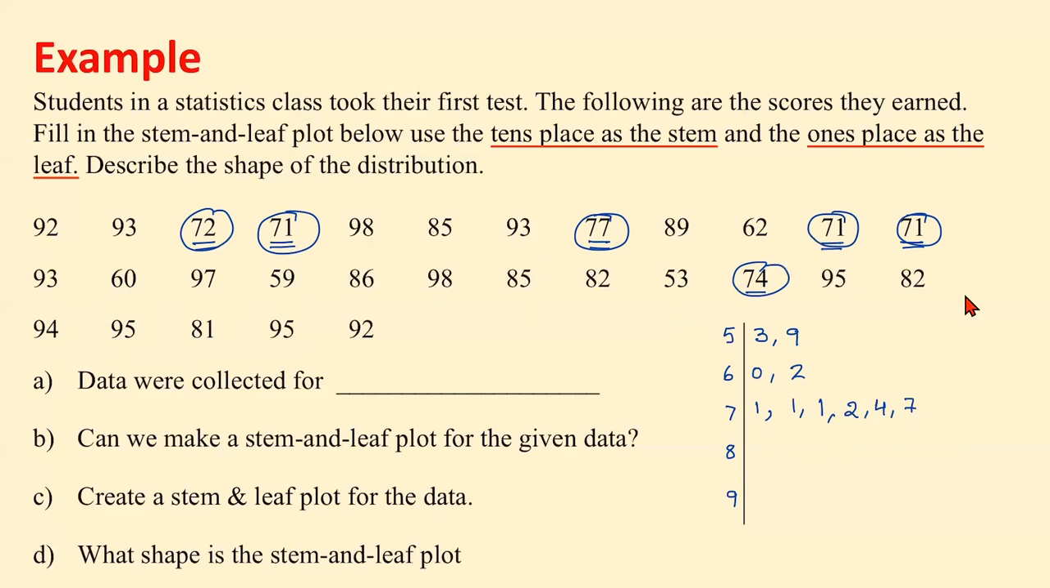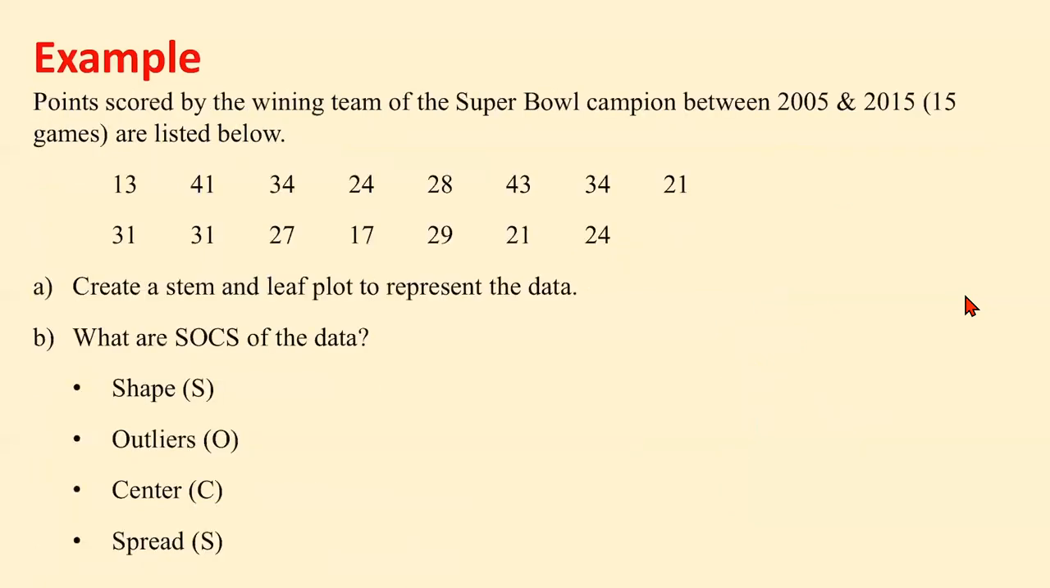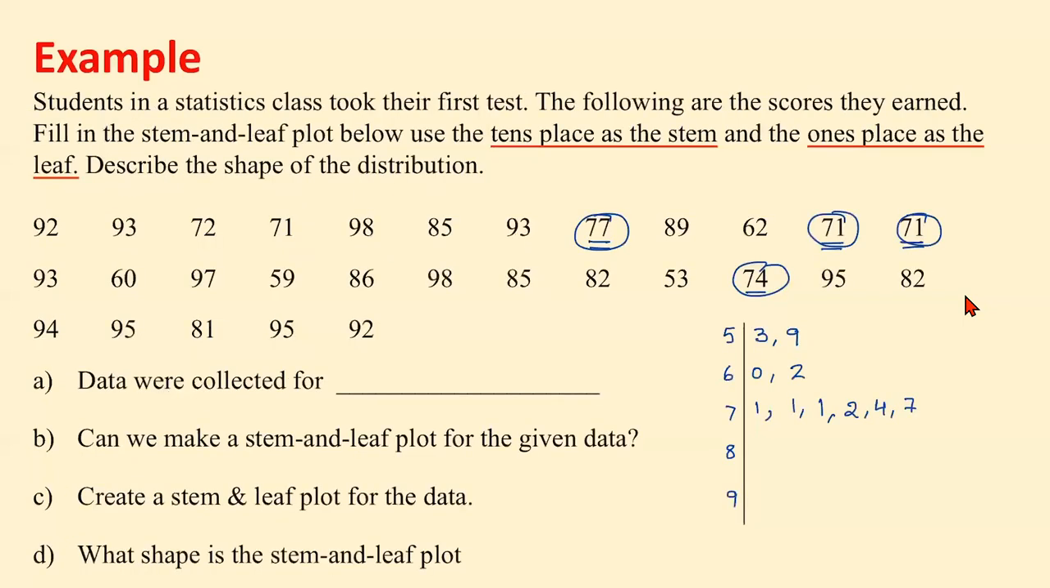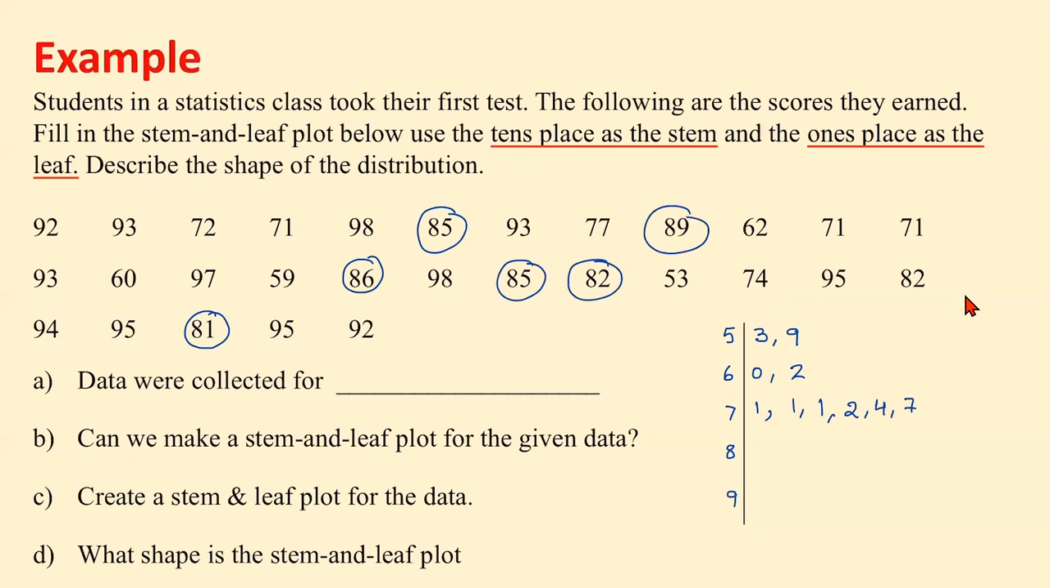Okay, that's from 70s. Now we are going to look at the numbers in 80s. So let's find them. Okay, first I'm going to erase all this. Now let's find the numbers in 80s. Here is the first one, this is the second one, this is the third one, fourth, fifth, sixth, seventh. So there are 7 numbers in 80s.